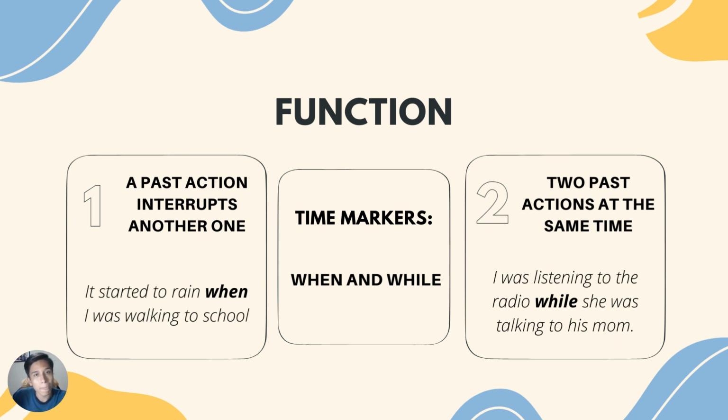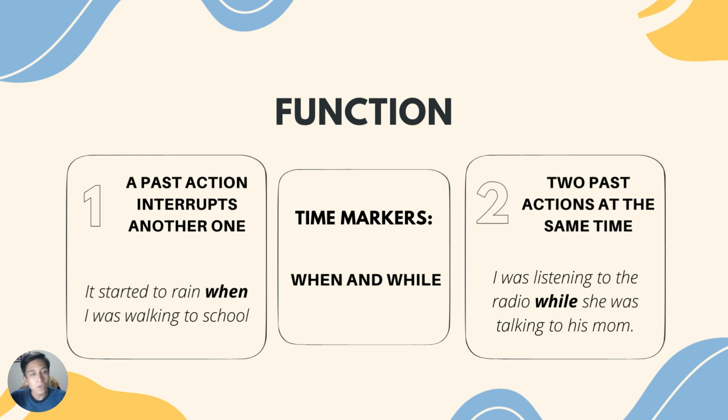For the first function, we use the past continuous tense when a past action interrupts another past action. And for this, we use the time marker when. For example, it started to rain when I was walking to school. You can notice that when I was walking to school, in this case, another past action interrupted me. That was that it started to rain.